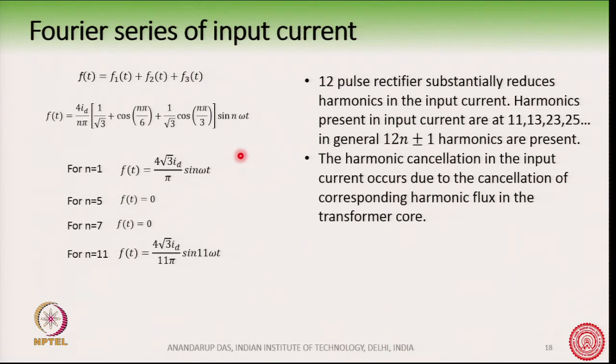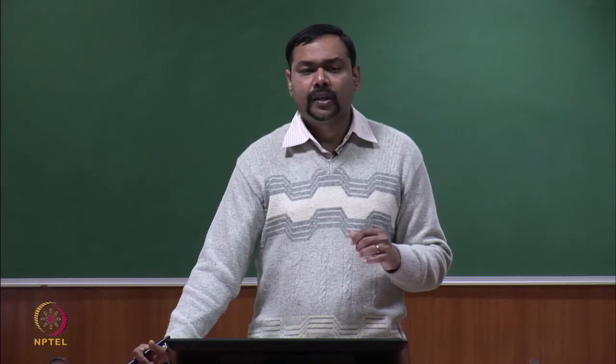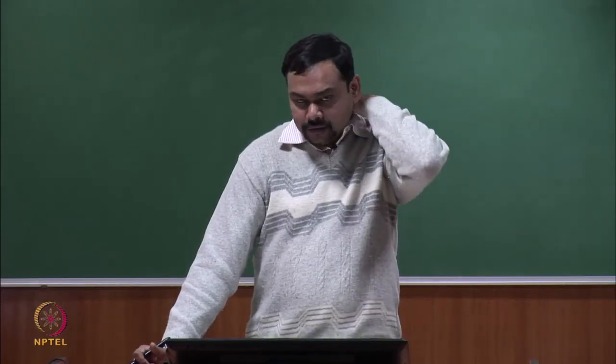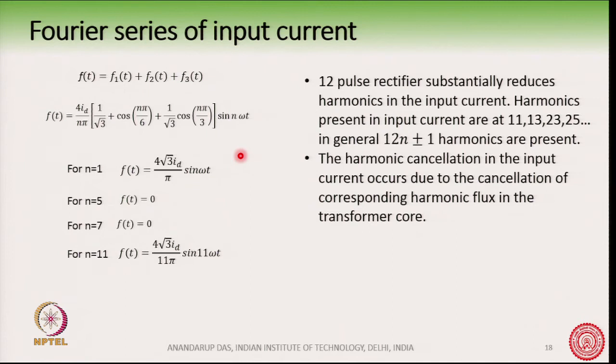So, we see that the input current cannot have any 6n plus minus 1 harmonics. So n equal to 5, n equal to 7, where n is odd, then n equal to 17 and 19, and then again n equal to 29 and 31, these harmonics will all be absent.